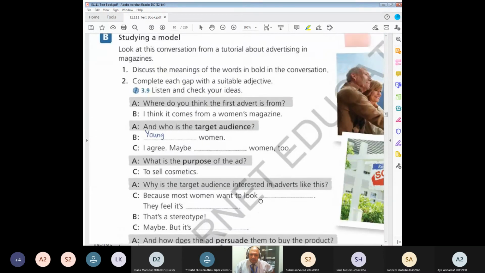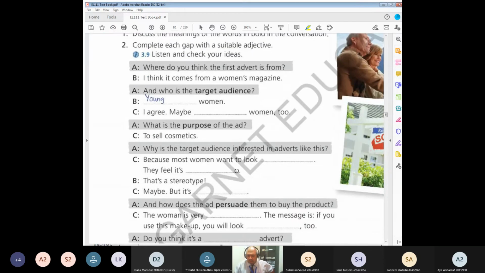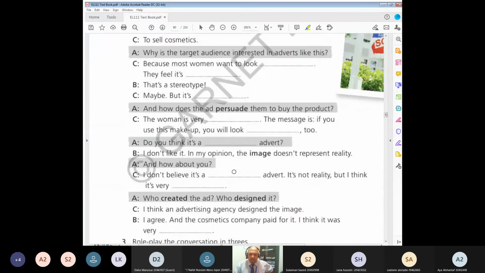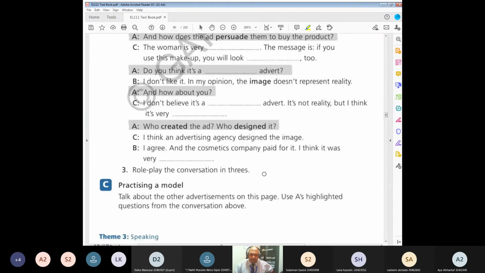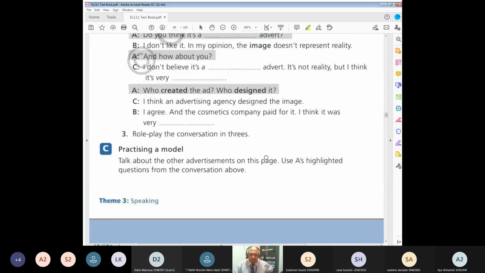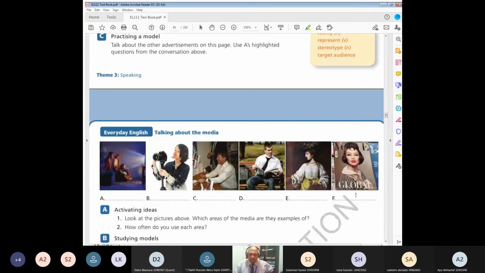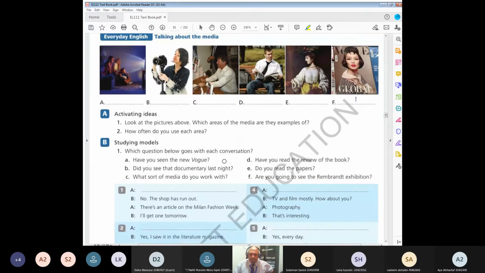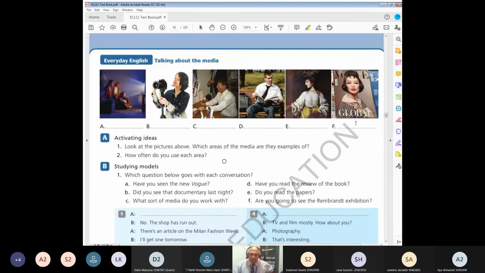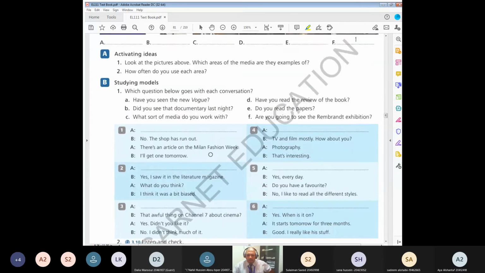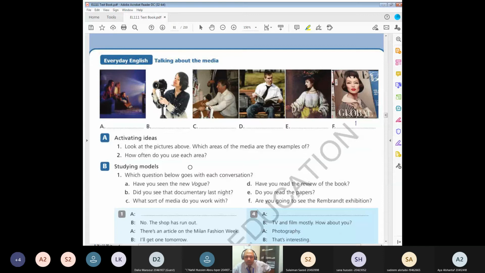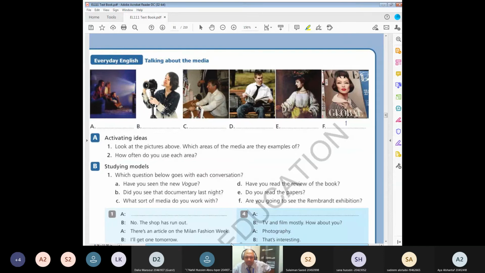So you're now familiar with the words or the phrases target audience, and then you have purpose, persuade, image, designed, and created, right? Create is to create something, is to make it, right? Okay. So what do I need here? I would like you to look at these different visuals, these different images, and then we'll talk about them.